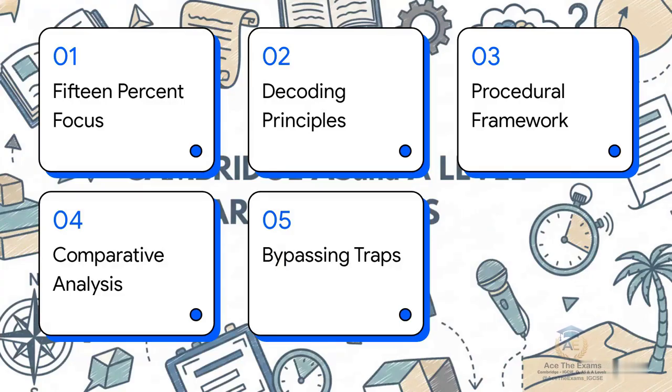Here's your focus map for today's session. We've got 5 clear milestones. First, the 15% focus. Then, decoding core principles. After that, we'll build your standardized procedural framework. Then we move into critical comparative analysis. And finally, we'll disarm and bypass those examiner traps.